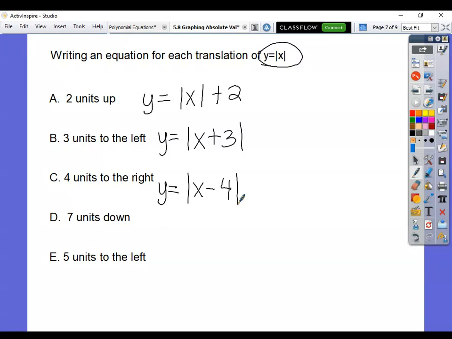Then 7 units down, you put that minus 7 on the outside of the absolute value. And then last one, 5 units to the left. Remember, if you want to go to the left, you put plus inside the absolute value. And that's how you write the transformation.